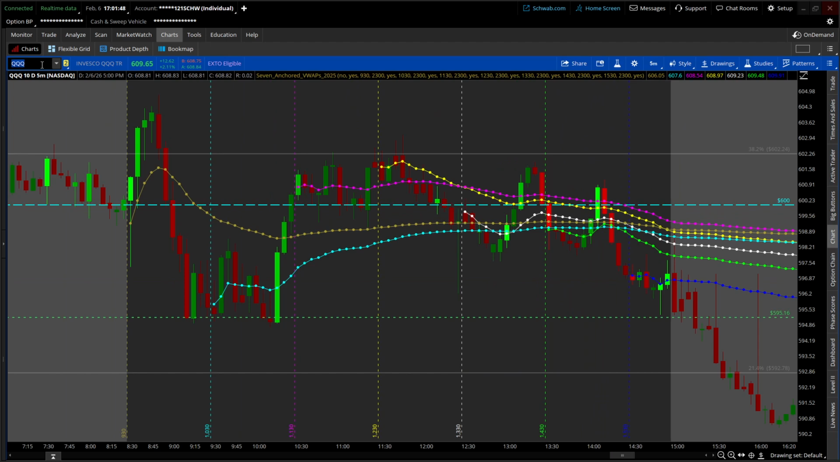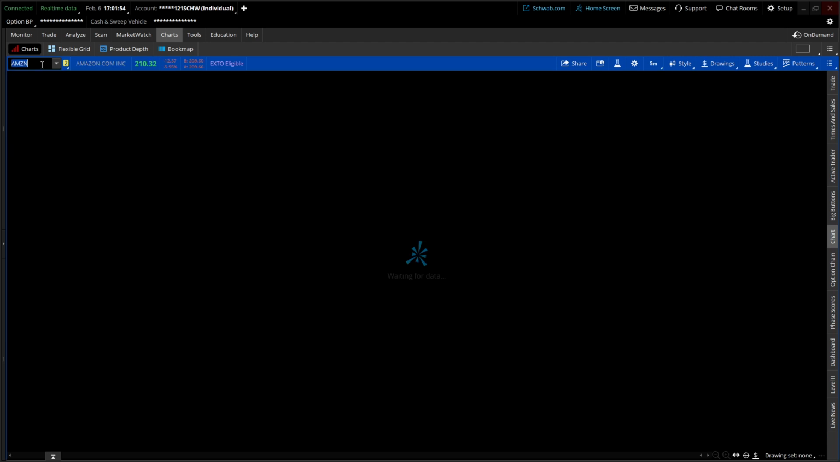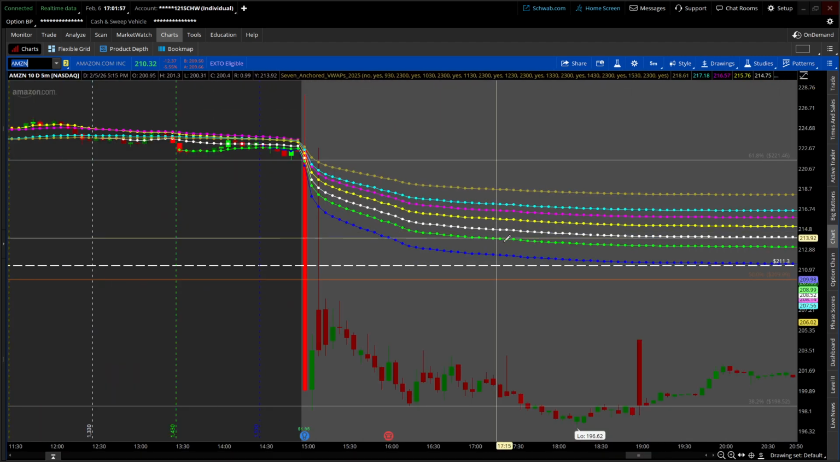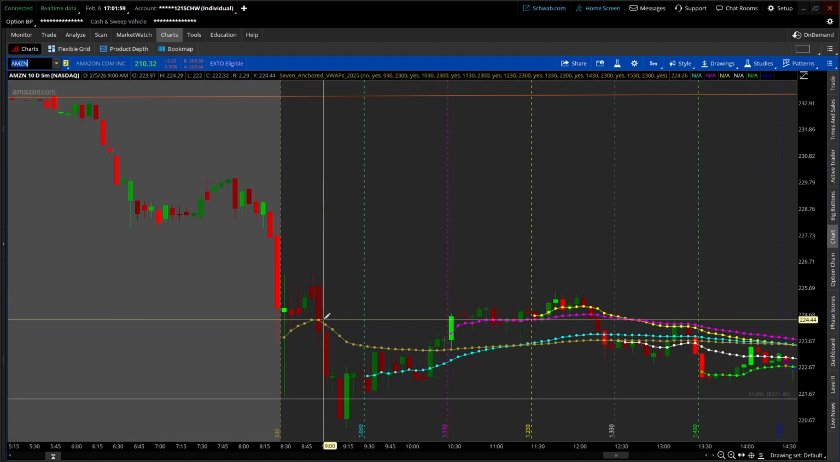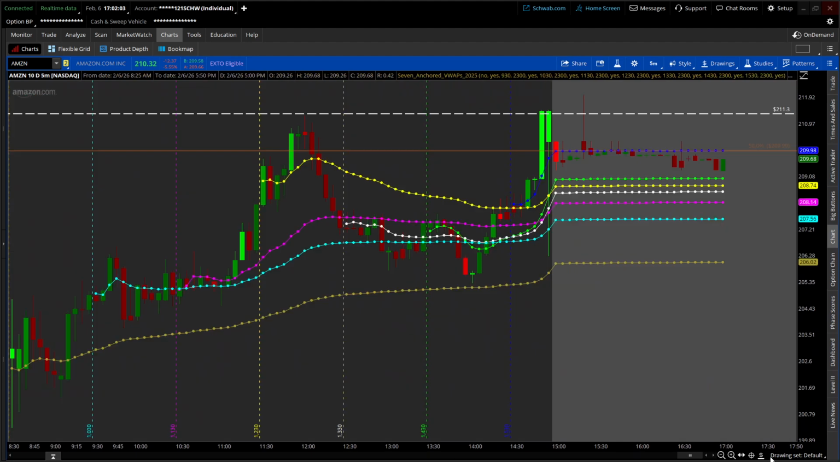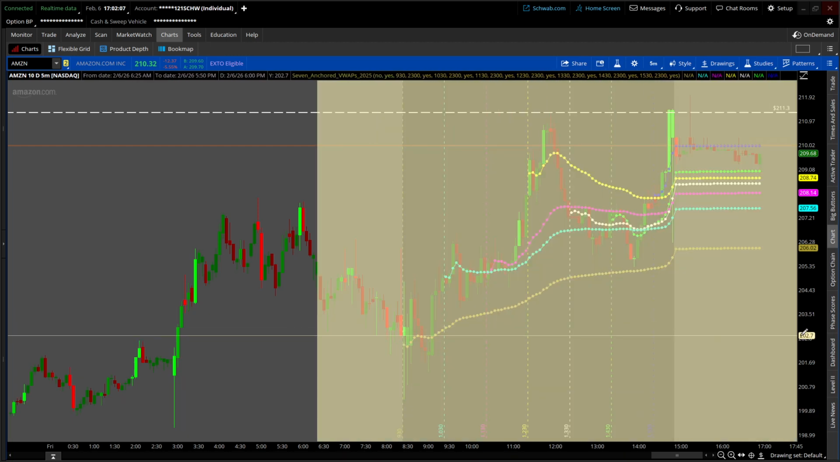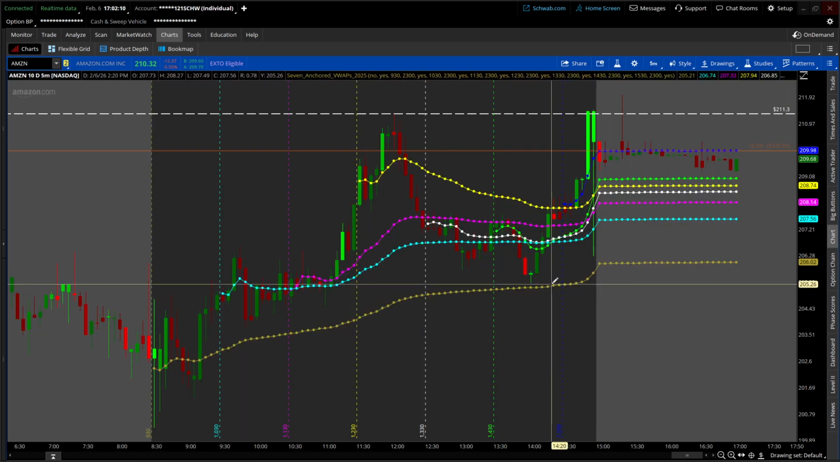I think the thing that had earnings yesterday was Amazon, AMZN. And we can see exactly what Amazon did. It completely fell out of everything. But that's what these VWAPs are, and this is what it did today. With this indicator, it's an hourly anchor VWAP.